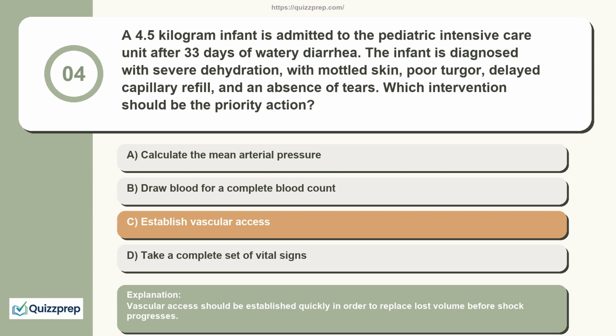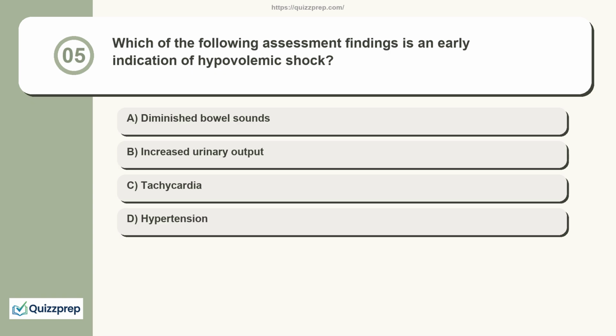Vascular access should be established quickly in order to replace lost volume before shock progresses. Question 5. Which of the following assessment findings is an early indication of hypovolemic shock? Diminished bowel sounds, increased urinary output, tachycardia, hypertension.